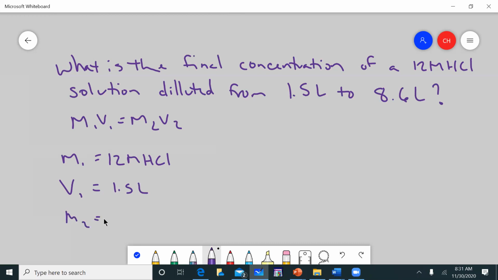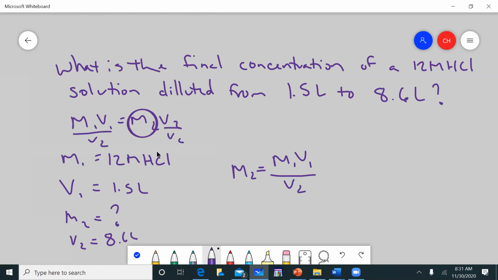My M2, or my final concentration, well, that's what we're trying to find. In real life, you usually don't just make random solutions and not know the concentrations. Usually you know the concentration and you try and find the volume, but just for the sake of playing around with the equation. And then your final volume we said is 8.6 liters. So we want to figure out our M2. That means it will be equal to M1 V1 over V2, because if it's multiplying on this side, it needs to divide on the other side.